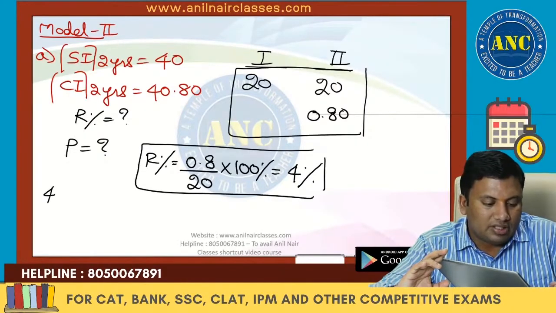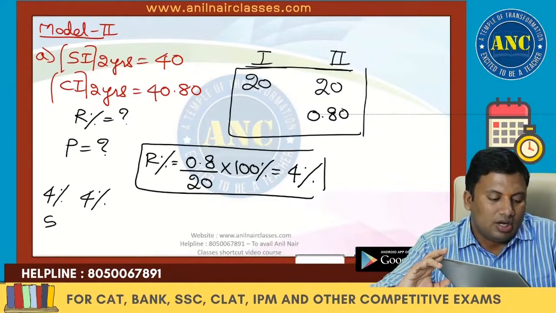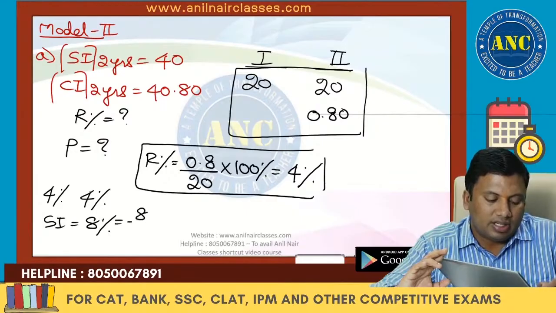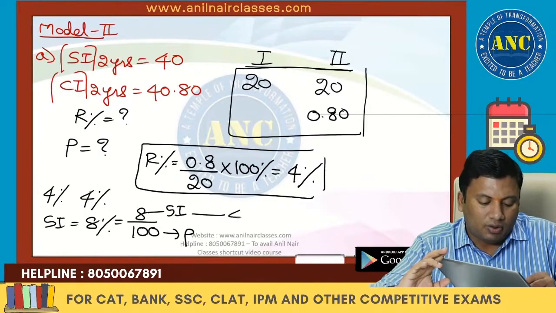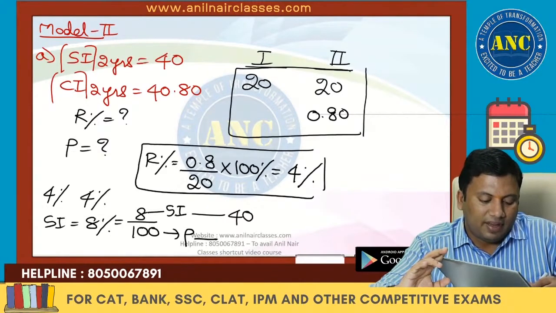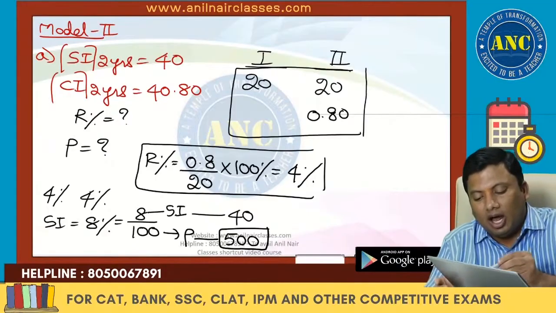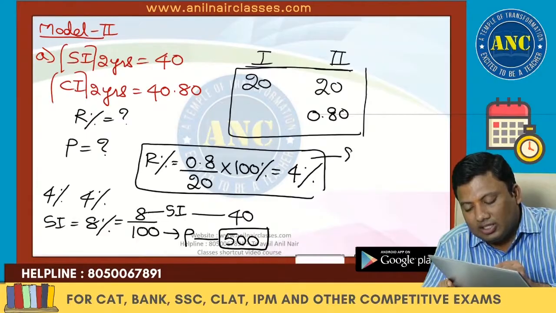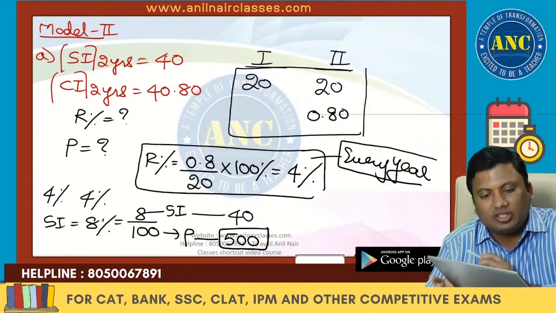So, if it is 4% first year and 4% second year, total SI will be 8%. 8% is 8 by 100. This is the principal and it is the SI. But according to the question, it is 40. 8 5s are 40. Principal is nothing but 500. R percentage is 4% every year.